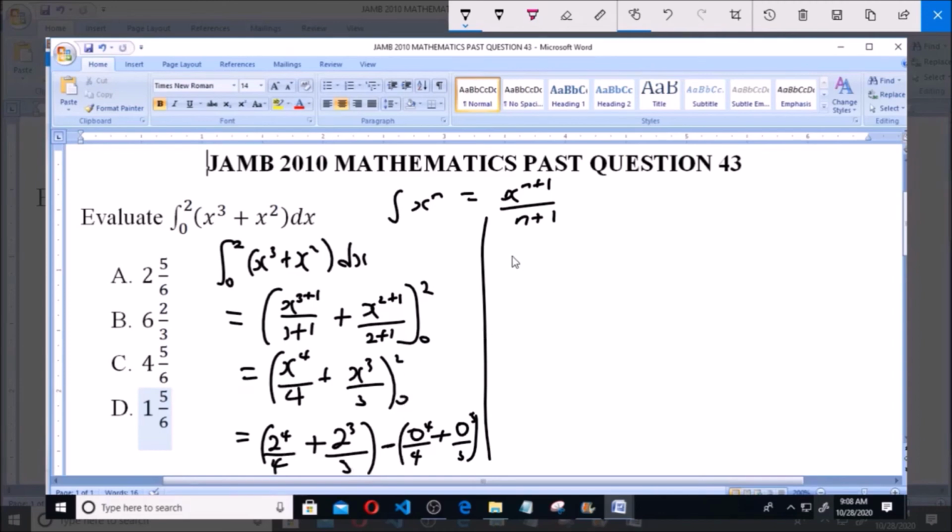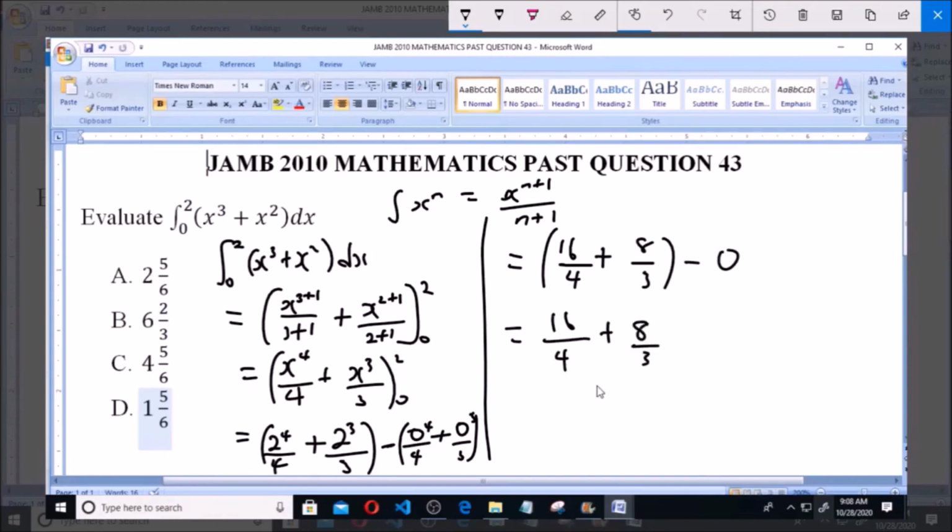Now from this we'll have something like this. This is equal to 16 all over 4 plus 8 all over 3 minus, now from this you can see that everything here will give us 0, because 0 to the power of 4 is 0 and 0 divided by 4 is 0. Likewise 0 to the power of 3 is 0, 0 divided by 3 is 0, so minus 0. So this is equal to 16 all over 4 plus 8 all over 3. Now the LCM of 4 and 3 is 12. So 4 into 12 will give us 3. 3 times 16 will give us 48. 3 into 12 will give us 4. 4 times 8 will give us 32. So this is equal to 80 all over 12.